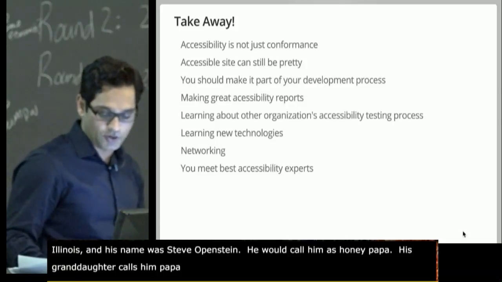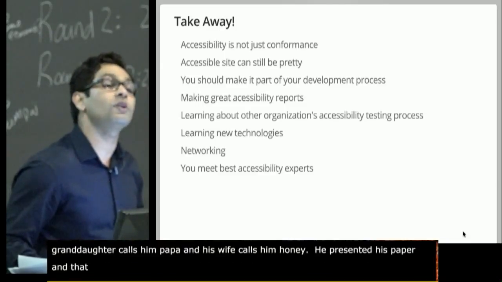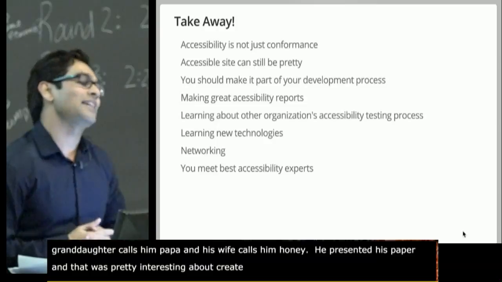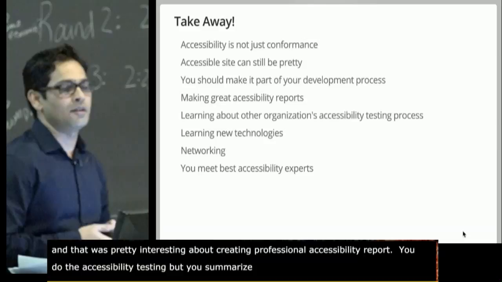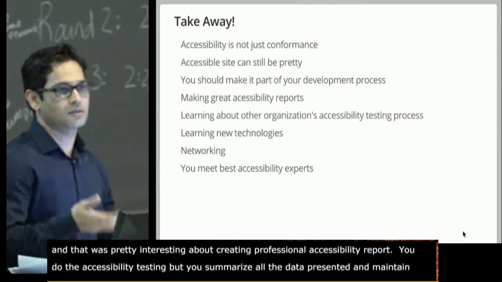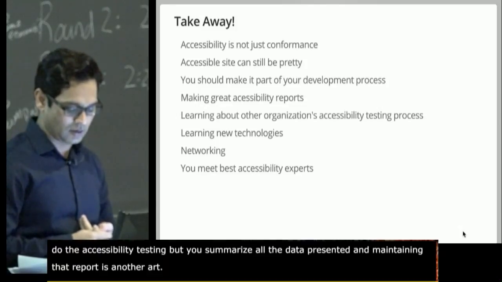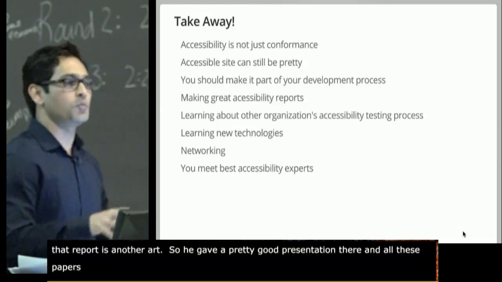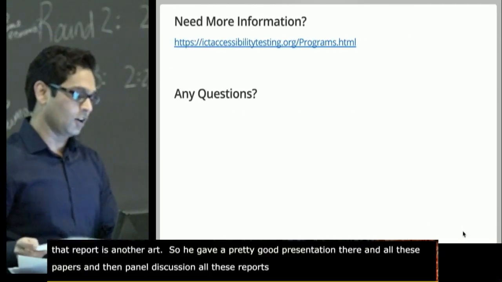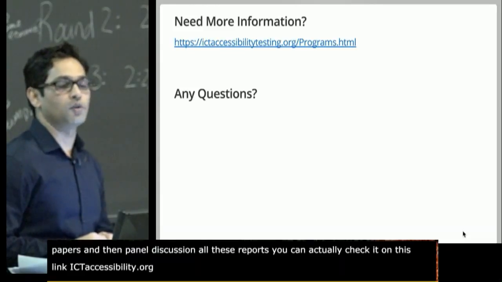He presented his paper, and that was pretty interesting, about creating a professional accessibility report. Well, you do the accessibility testing, but to summarize all the data, present it in a better way, and maintain that report is another art. He gave a pretty good presentation. All these papers and the panel discussion reports, you can check at ictaccessibilitytesting.org/program.html. You'll find all the reports.